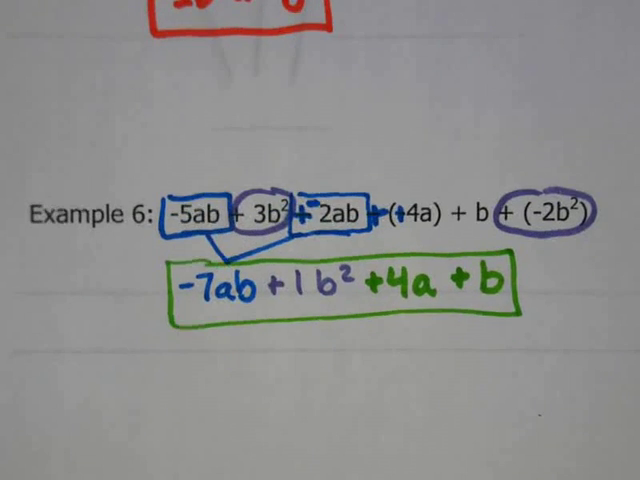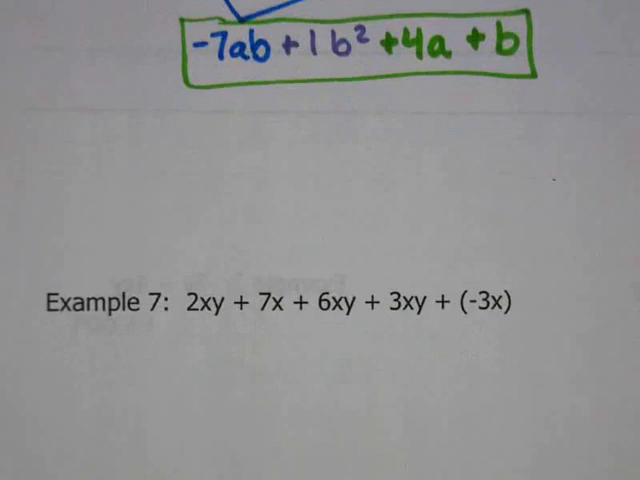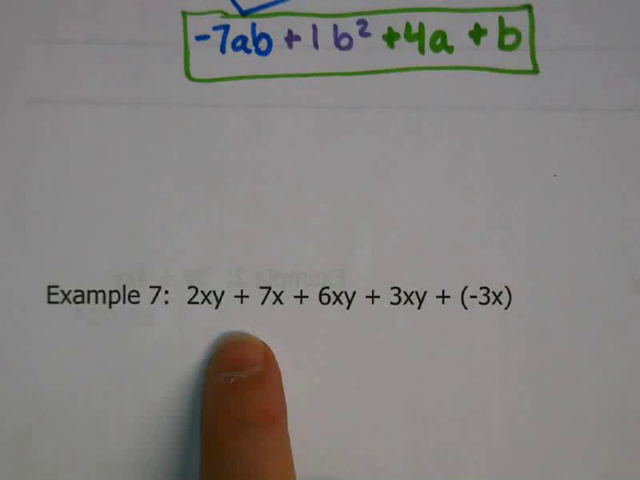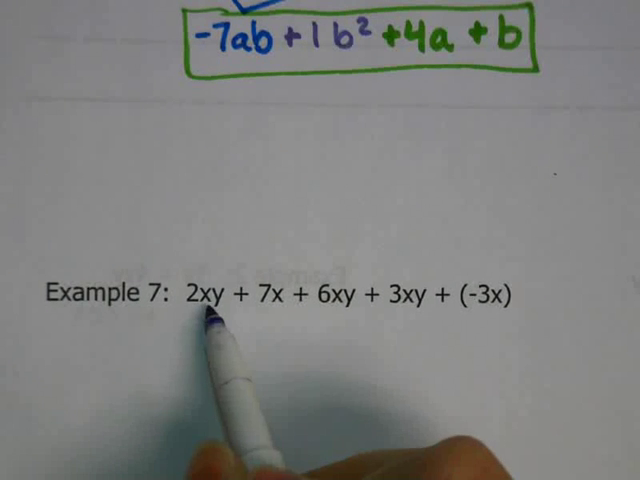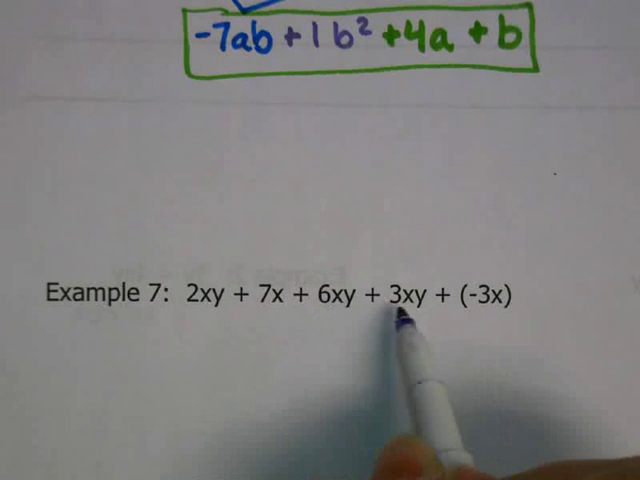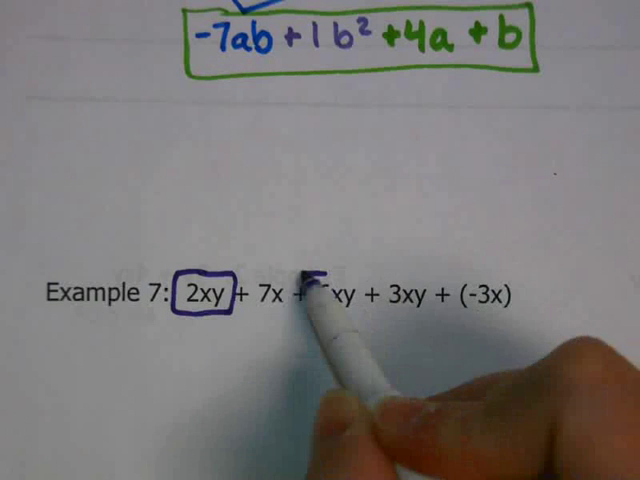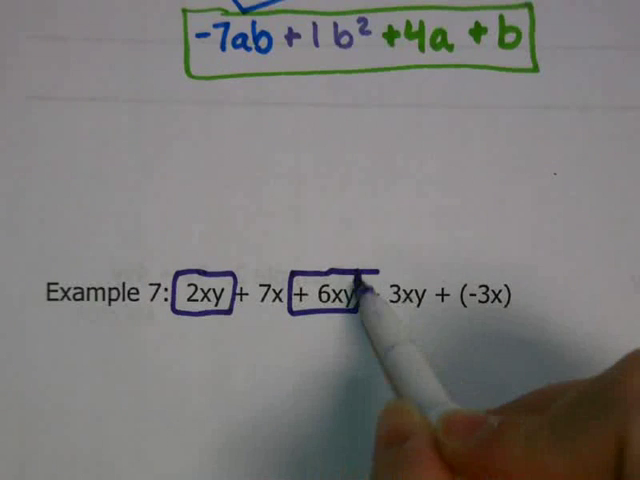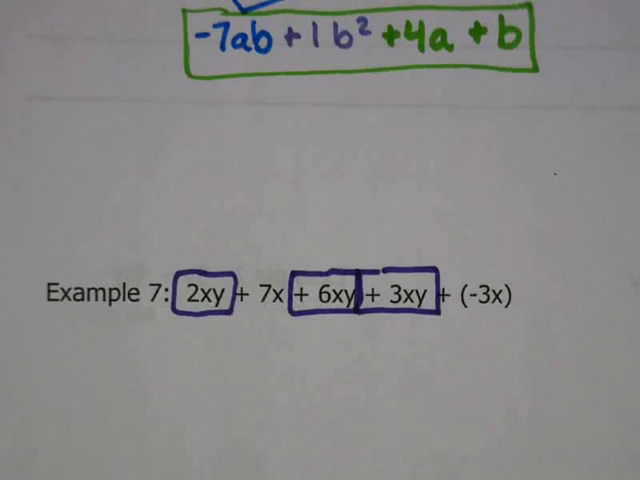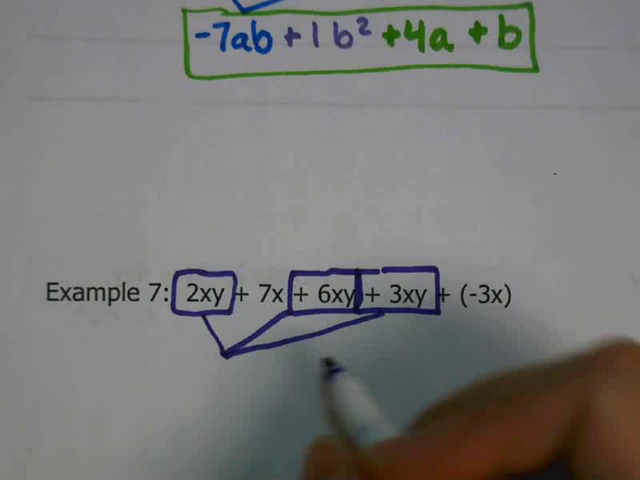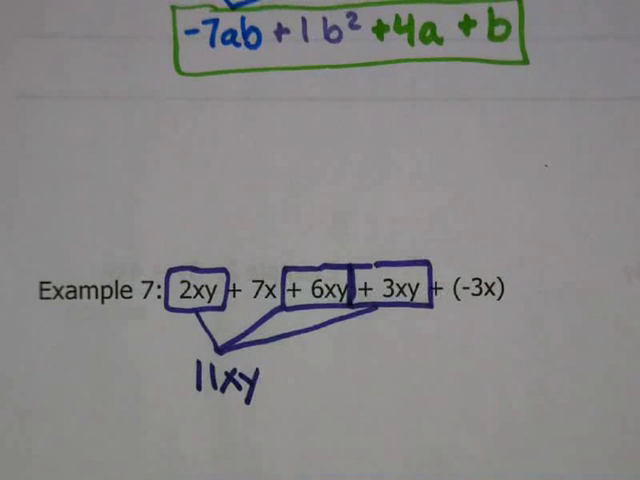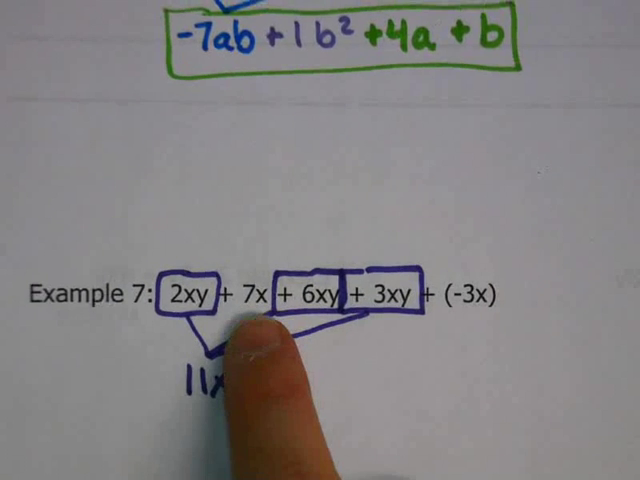Okay. Let's look at 7. Is it all addition? Addition, addition, addition, addition. Sweet. I don't have to deal with that step. Let's look at what I can combine. I see some xy's. Where else do I have xy's? xy, xy. I'm going to put a box around all those xy's. 2xy's plus 6xy's plus 3xy's. Can I combine all of those right now? They're easy enough. I think I can do all 3 of them. 2 plus 6 is 8, plus 3 is 11xy's.